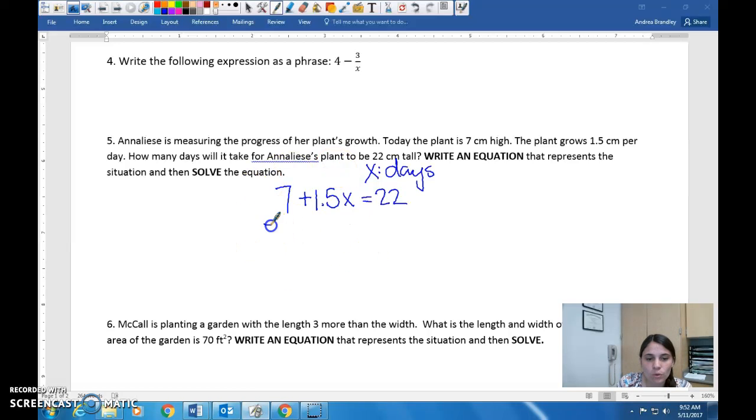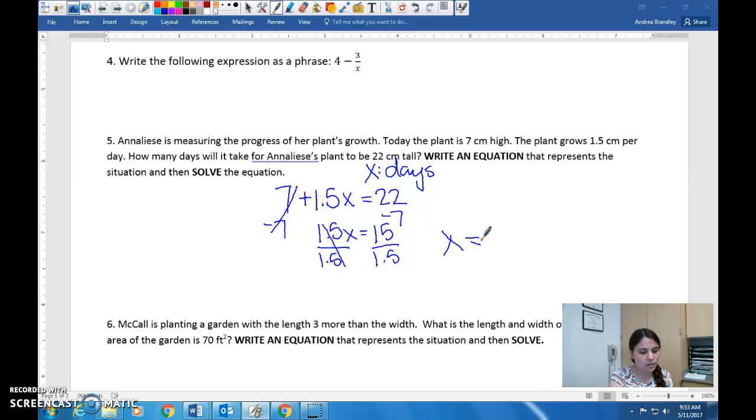Well, once I have my equation, I can go ahead and solve it. So I have 1.5x equals 22 minus 7, which is 15. So then if I divide 15 by 1.5 on both sides, x is equal to 10. So it will take 10 days for Annalise's plant to be 22 centimeters tall.